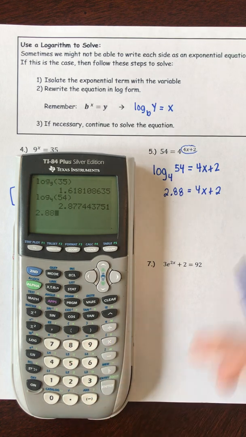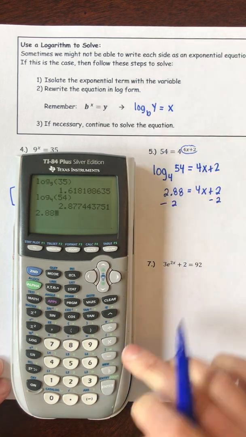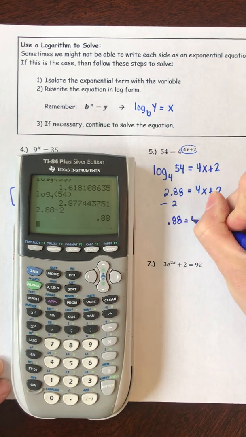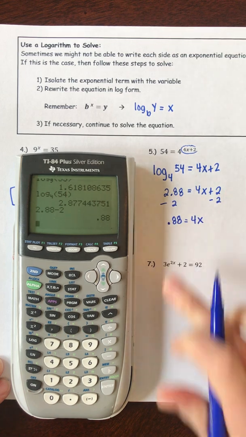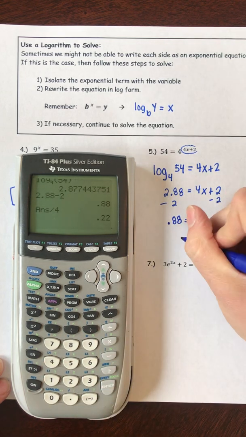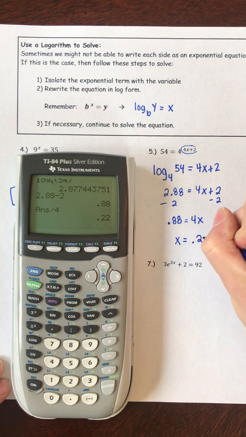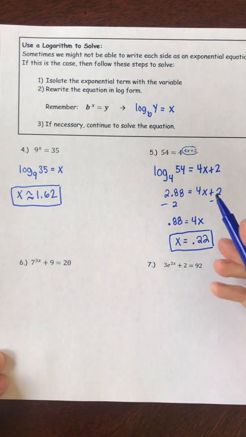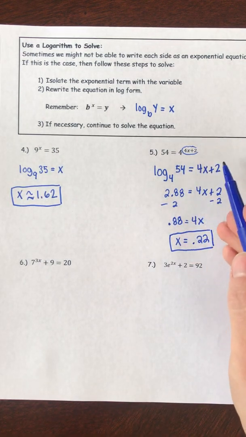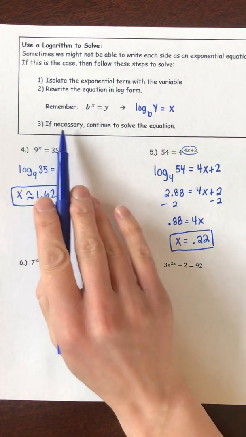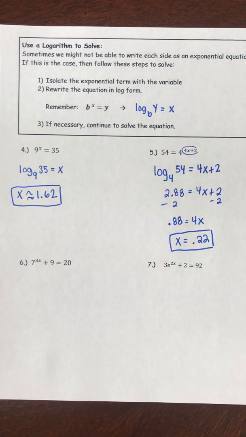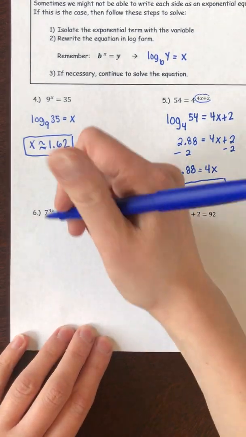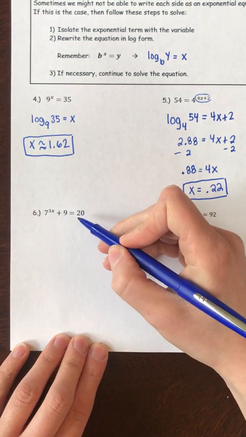So 2.88, I'm going to subtract 2 from each side, minus 2, that's about 0.88, and that equals 4x. My last step is now I can divide by 4, and I get x being approximately 0.22. Okay, so sometimes when you get x out of the exponent, there's more going on. So that's where step 3 would come in, where you have to continue solving the equation.